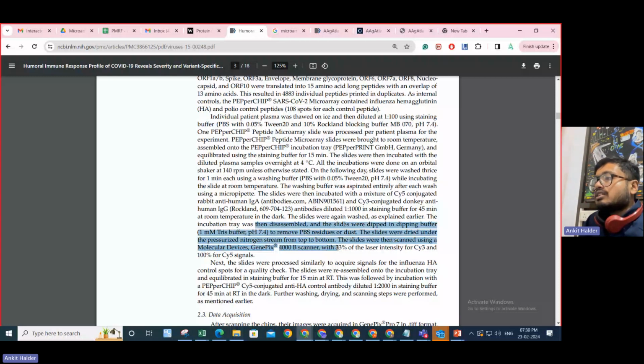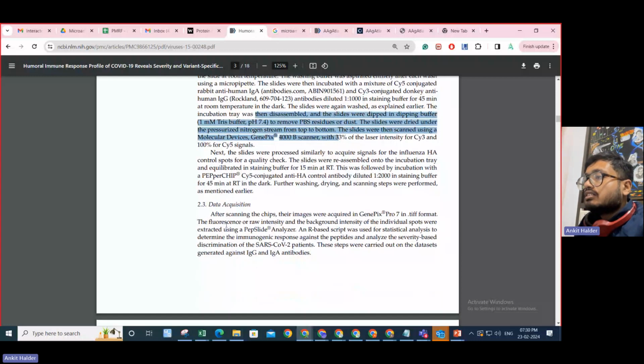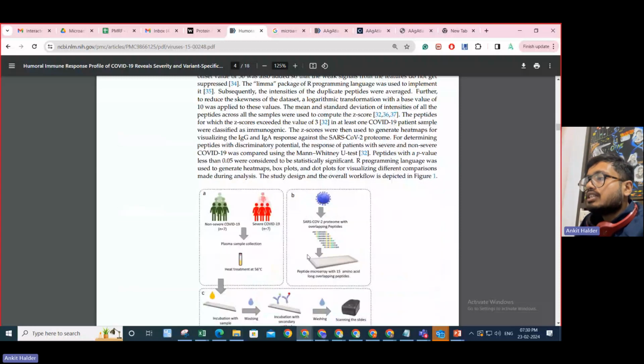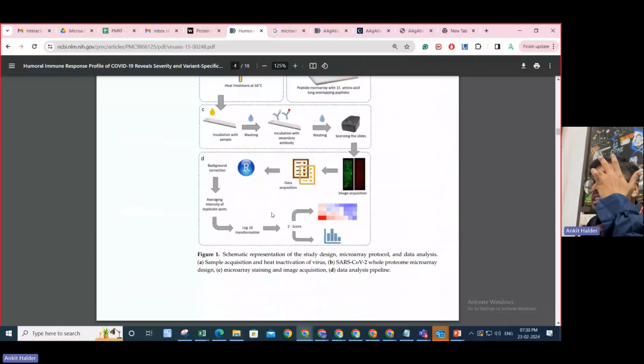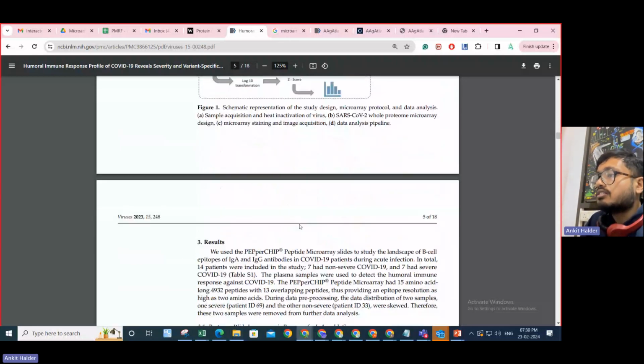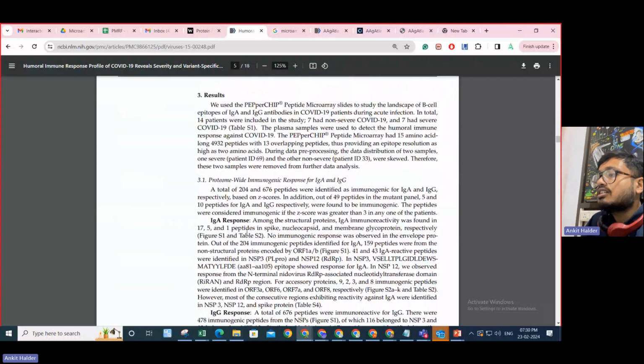Then the slides were processed to acquire signals. Then for data acquisition, images were acquired, and fluorescence and different data analysis techniques were used. Here we can see the different samples, heat treatment, washing, incubation with secondary antibody, washing, and then scanning the slides. Then background correction and data analysis is the next part, which we will again see. And then the results.